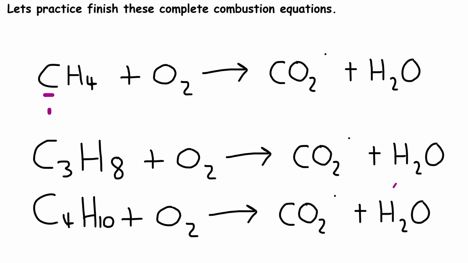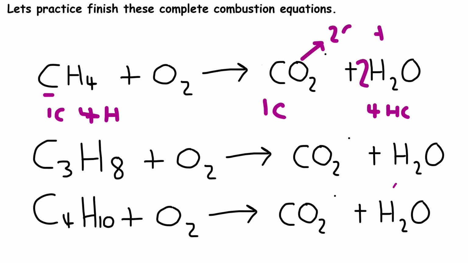Let's look at the first one. Methane here has got 1 carbon. So I don't need to put anything in front of the carbon dioxide because there's already 1 carbon there. How many hydrogens does it have? 4 hydrogens. So I need 4 hydrogens over by the water. So I'm going to put a 2 in front of it.